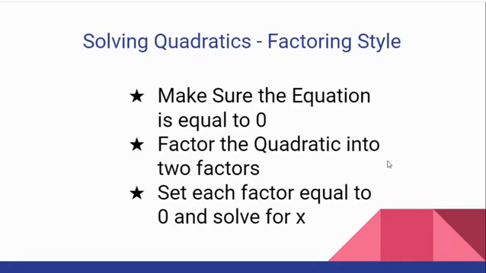Here are the 3 steps in order to use this method. First, make sure that the equation is equal to 0. Otherwise, you can't use the zero product property if it's not equal to 0. The second step is to factor the quadratic into two factors. And finally, set each of those factors equal to 0 and solve for x.